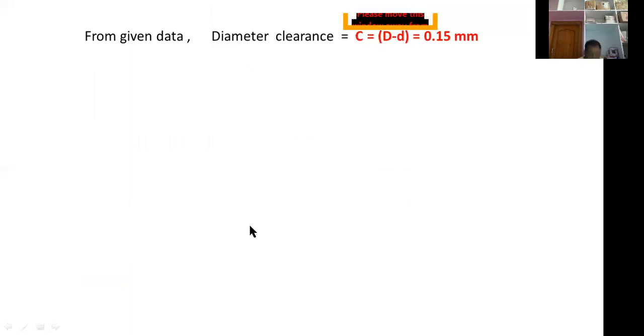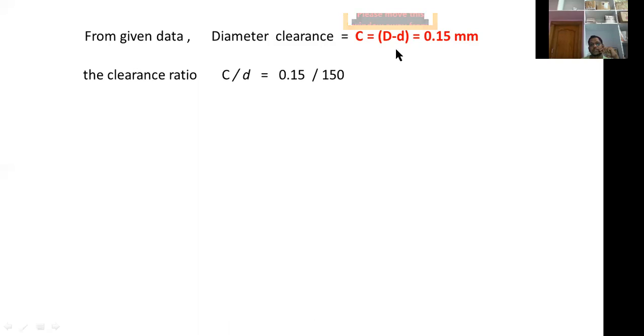Now from the given data, you have to find the value of the coefficient of friction. The diametral clearance C equal to capital D minus small d equal to 0.15 mm is given. By using this, you have to find the clearance ratio, C by D. Capital C equal to 0.15, and the diameter of the shaft is 150 mm. So the C by D ratio equals 0.15 by 150. There are no units for the clearance ratio, because C is in mm and 150 is also in mm, so the units cancel in numerator and denominator.